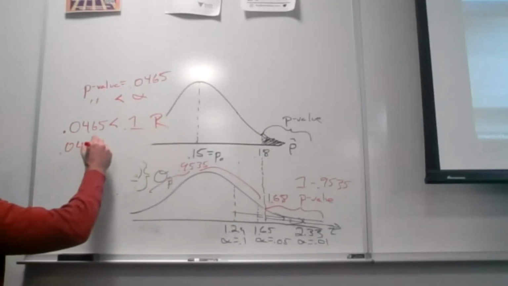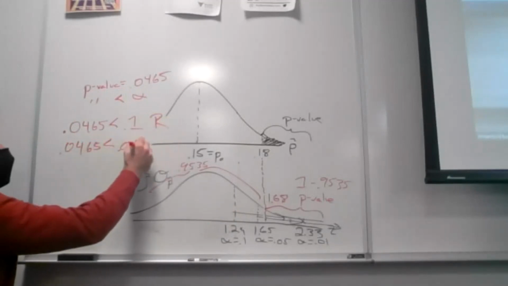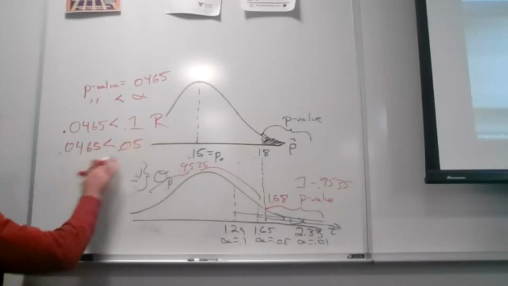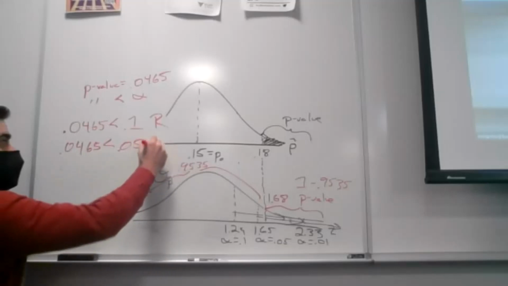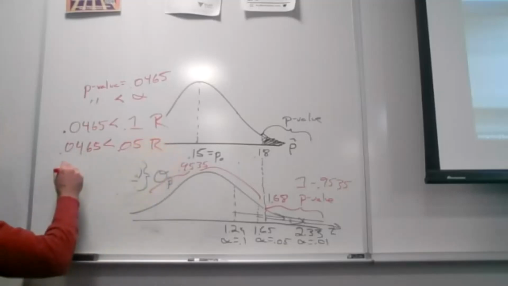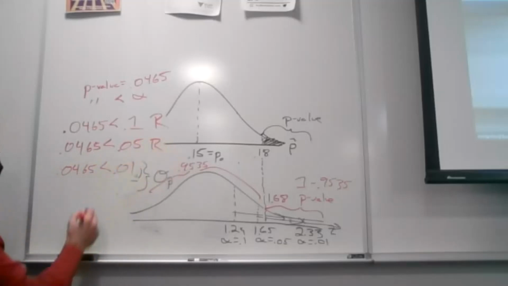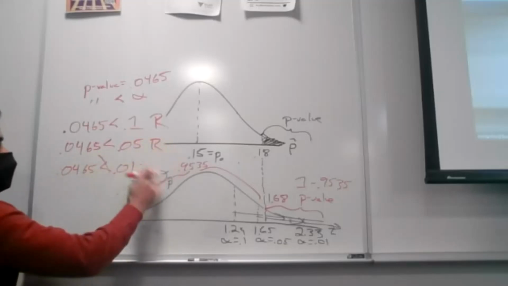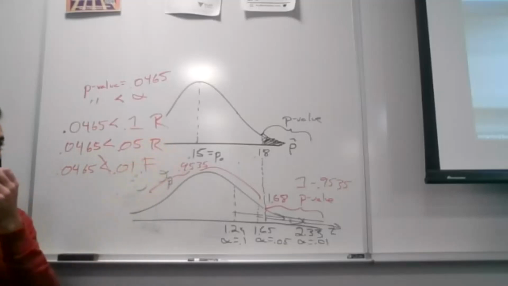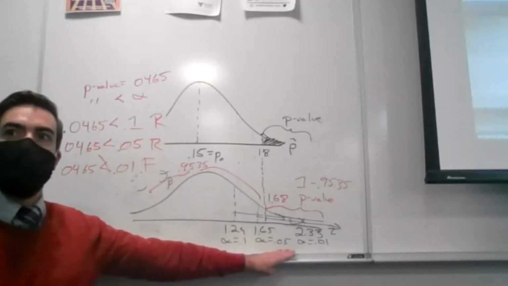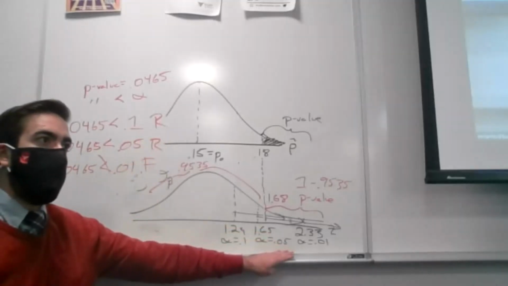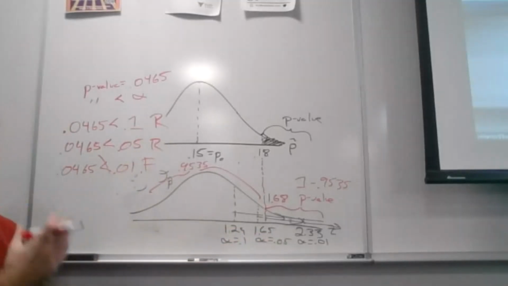Is 0.0465 less than an alpha of 0.05? Well, just barely, but sure enough, I can still reject. And is that p-value less than an alpha of 0.01? It's not. So there we would say I failed to reject, which is the exact same decisions I made down here, right? I kind of ended last class drawing that comparison.